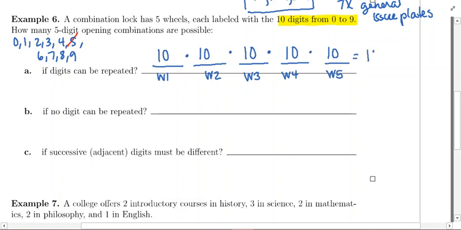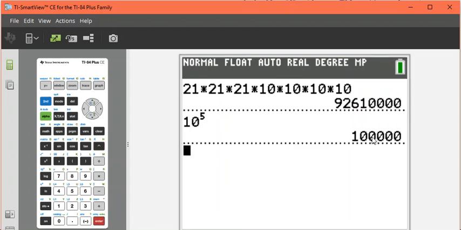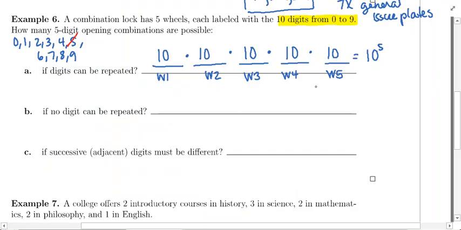This is the same thing as taking 10 and multiplying it by itself 5 times. So this is 10 to the 5th. I will go to my calculator and figure out what this is. So here you go. Let's count our zeros: 1, 2, 3, 4, 5. That's how many possibilities there are here.